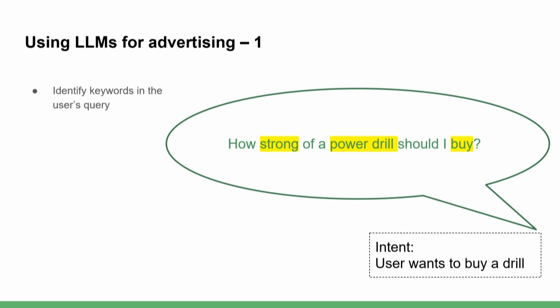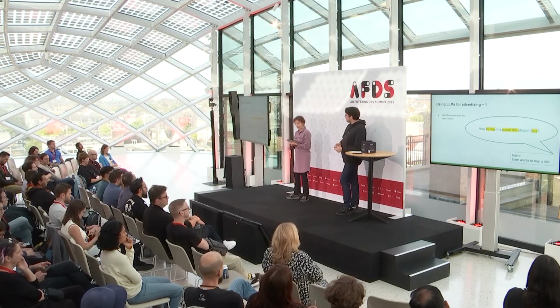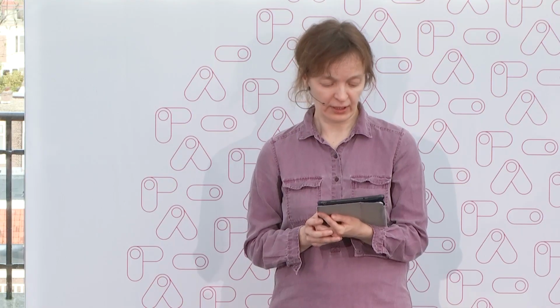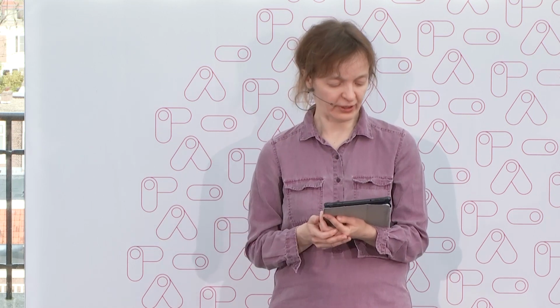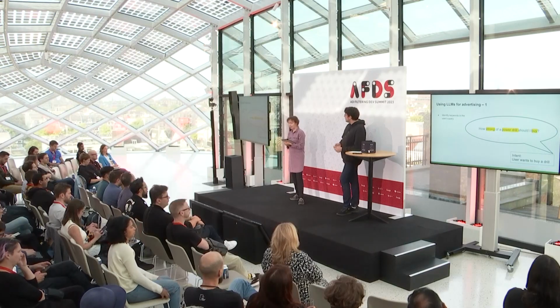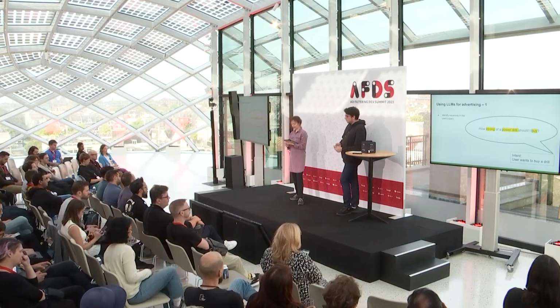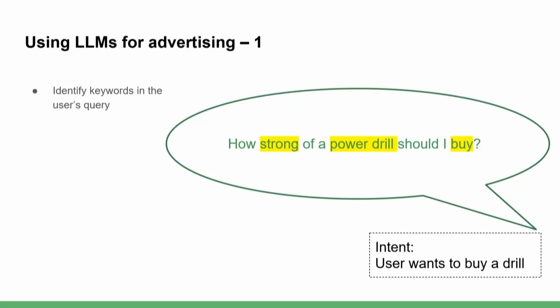Thanks to a technique called embedding, your AI can detect keywords in user queries and understand their intent to buy something. Keywords like buy, recommend, advise usually do the trick. In our example, the model looks at the text, like how strong of a power drill should I buy? And the model understands that this is a question, and then concludes that the user is looking for a drill.